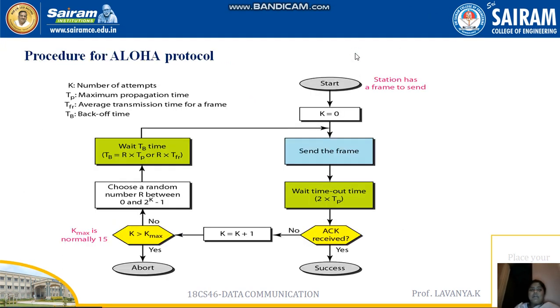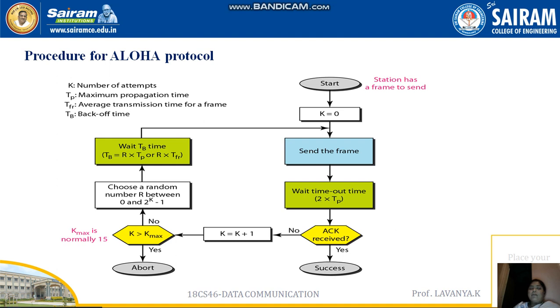The next topic is the procedure of the Aloha protocol, meaning what procedure we are supposed to follow in the Aloha protocol. This is the flow chart diagram of the pure Aloha protocol technique. The flow chart contains a starting state and an ending state, and in between, all the steps we are supposed to follow are contained in this flowchart.